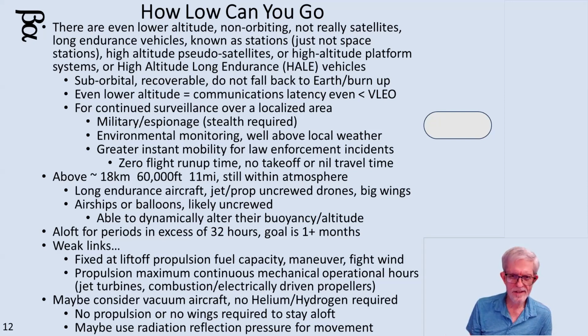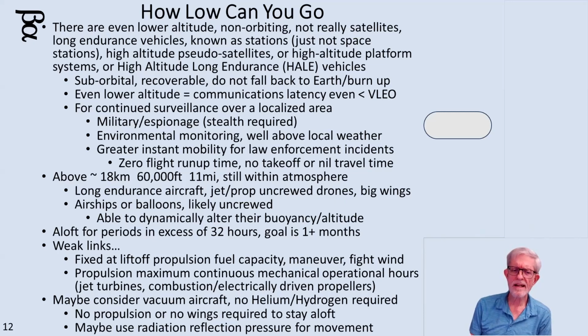Military aircraft do this, like the Global Hawk. The Global Hawk has a flight time, a linger time approaching 1 month. So they can use them for environmental monitoring because they'll fly at an altitude well above any local weather. If you have a couple of them over an area, you can use them for law enforcement because you don't have to wait for the aircraft to be run up and take off and fly over to an area. They're up high enough where they can see like the entire city or the county. It's usually above 60,000 feet or about 11 miles, about 18 kilometers, still well within the atmosphere.